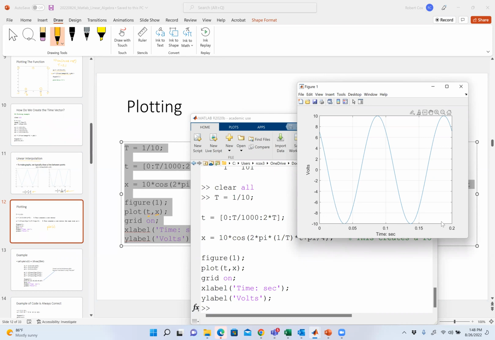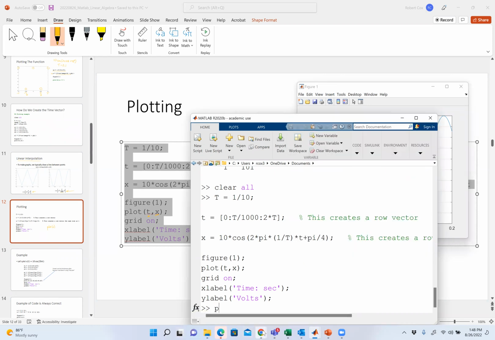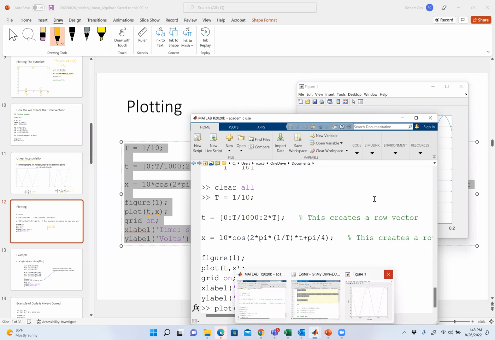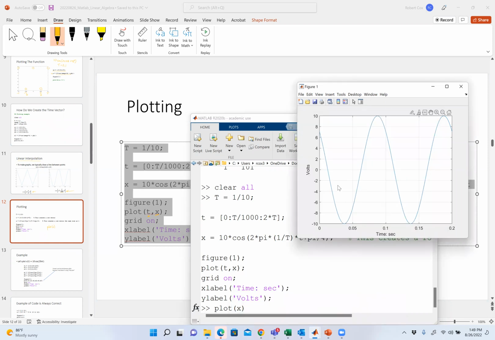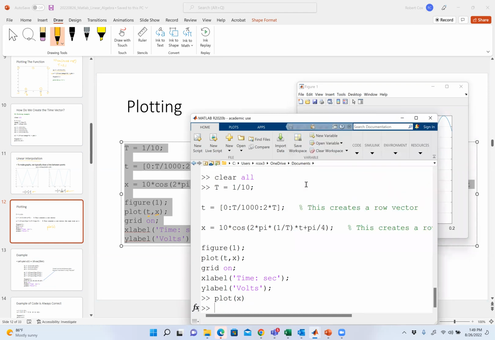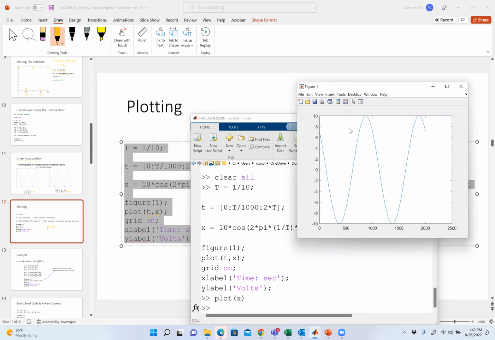All right. So what would I see? What would it look like here if I just said, instead of t comma x, let's say I did plot x. What do you think I would see differently here? Well, yeah, so the y-axis values will still be labeled the same. But notice what happened down here. What happened down here? The bigger numbers. What do you think it's writing down there on the x-axis?